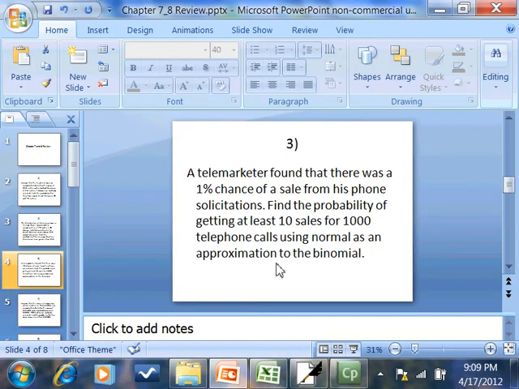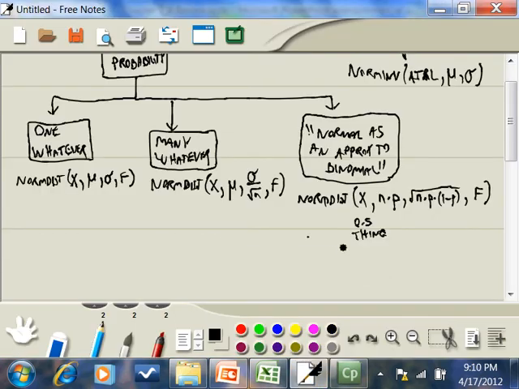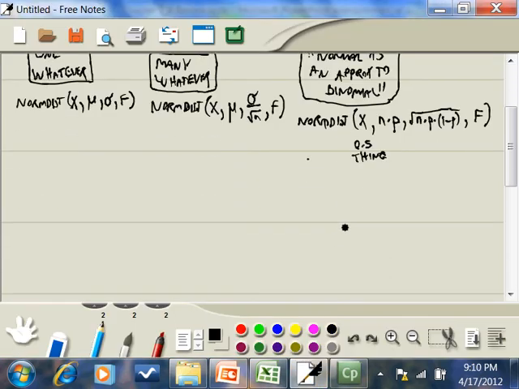Now, at least 10 sales. Let me actually draw this one. At least 10. Here's 10. At least 10 includes 10, so I'm going to subtract 0.5, because I'm shading this way. And again, if your wording includes 10, your shading has to include 10. So 9.5 is the one we're going to work with. But remember, Excel has to be to the left.